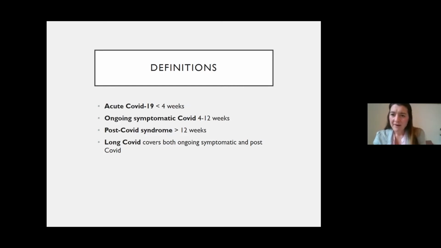Just a couple of thoughts about definitions. So NICE guidelines have detailed the following for the time periods associated with COVID. You have the acute phase, which is under 4 weeks, although most people will recover within 1 to 2 weeks. Ongoing symptomatic COVID is between 4 and 12 weeks. And then once you go over 3 months, it's post-COVID syndrome. Rather confusingly, long COVID covers both the previous categories. So anyone who's got COVID over 4 weeks, essentially, as well as those who are going into the months and months of suffering.